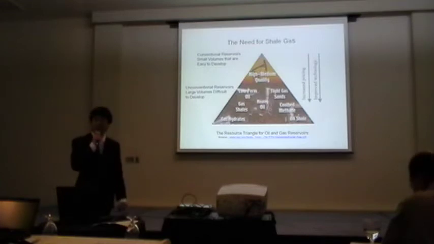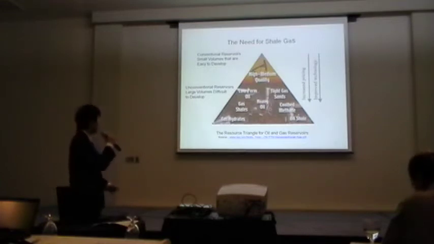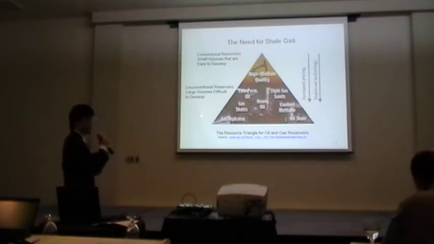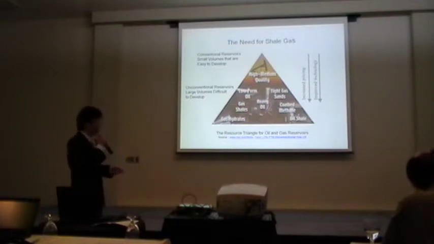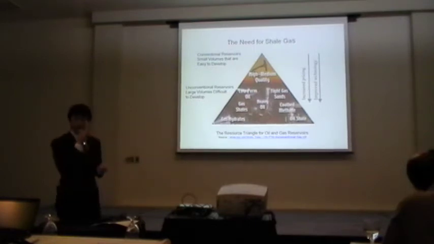We can produce it from two types of reservoirs. One is conventional reservoir, and the other is unconventional reservoir. And the difference is that unconventional reservoir has a large volume but lower permeability compared to conventional reservoir.